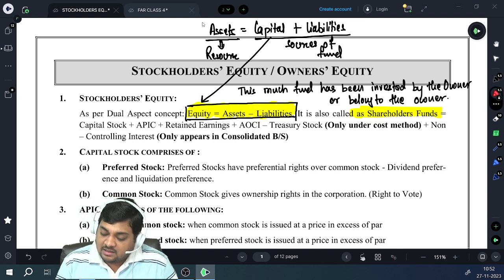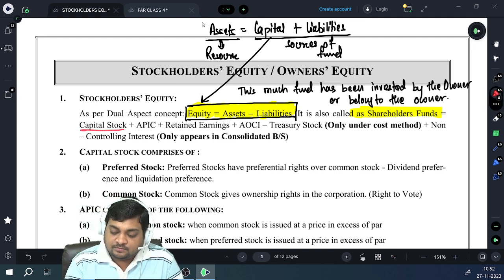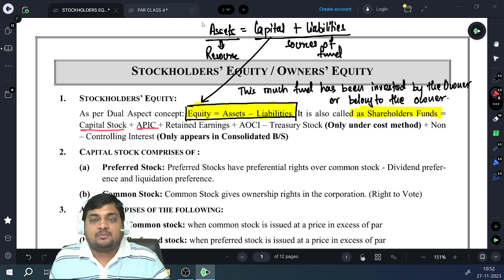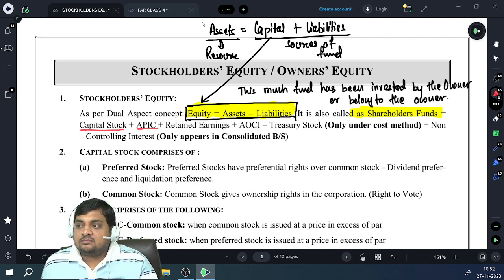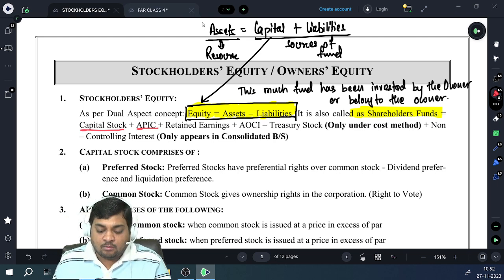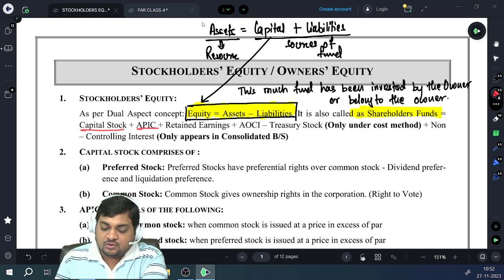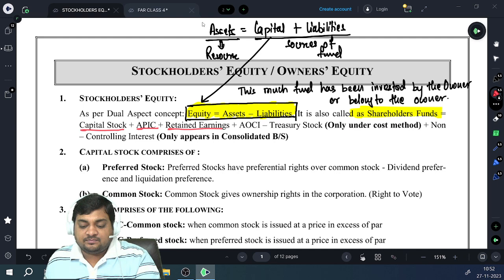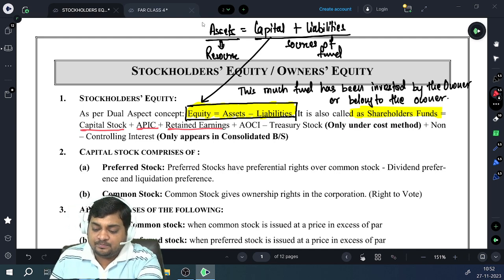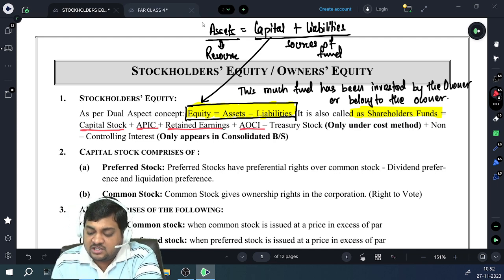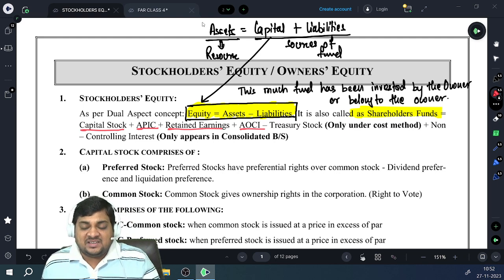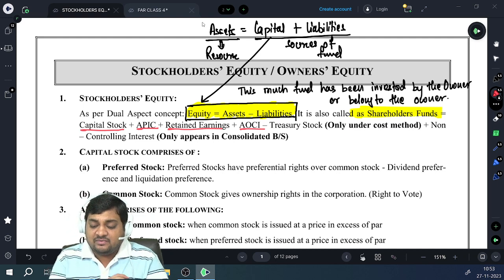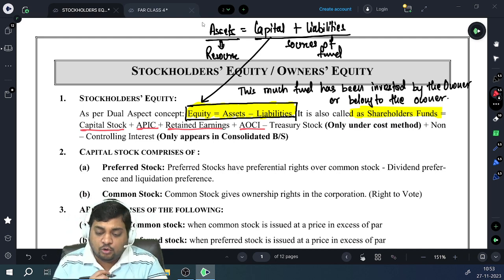So you have in this capital stock, right? APIC means securities premium. We know that we can issue shares at a premium, right? More than the par value. So that is additional paid in capital. Then we have retained earnings. This is a profit earned by the company. AOCI, accumulated other comprehensive income. We will talk about each separately. No need to worry about that.